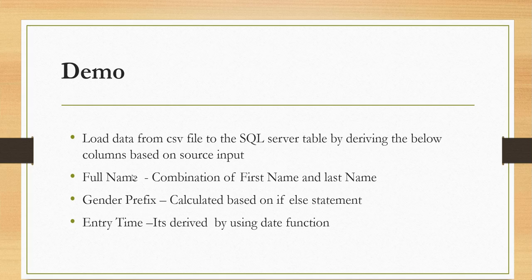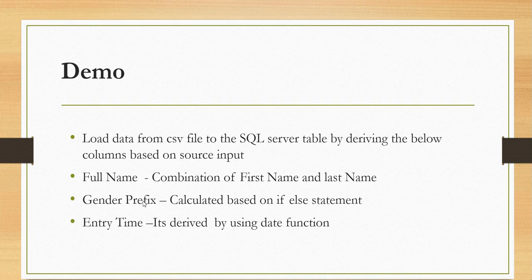These are all columns not already present in our SQL Server table, but we are going to derive them based on our source input. The full name is the combination of first name and last name. First name and last name are already present in our source input. We are going to combine them to make a full name.